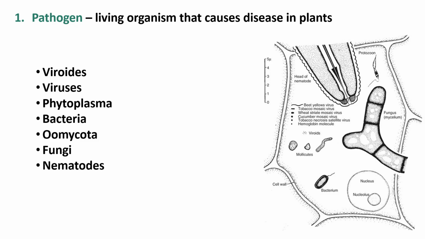Let us briefly review the diversity of organisms that can be seed-borne. A pathogen, by definition, is a living organism that can cause disease in plants, and seed-borne pathogens may include viroids, viruses, phytoplasmas, bacteria, fungi, and nematodes. Each of these groups presents distinct challenges for detection and also control. On the right side, you can see a figure representing a plant cell and various pathogens, illustrating the relative sizes.